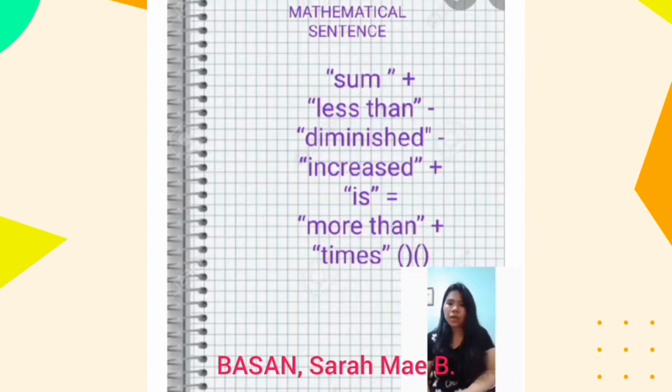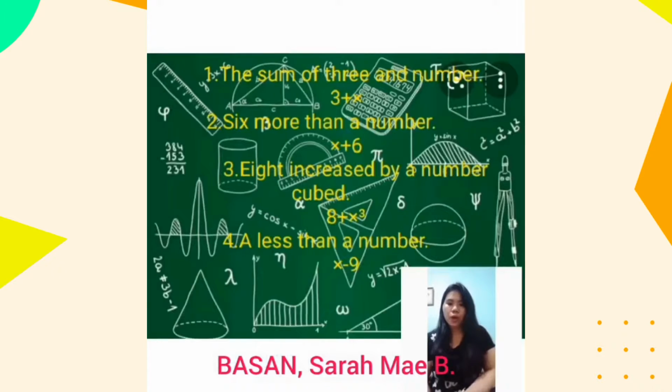So find the products. Number 1, the sum of 2 and a number. So the first we write is 2 and then plus and then a number. So we write x because there's no specific number. So number plus 2. Number 2, 4 more than a number. So the first we write is a number plus 4.